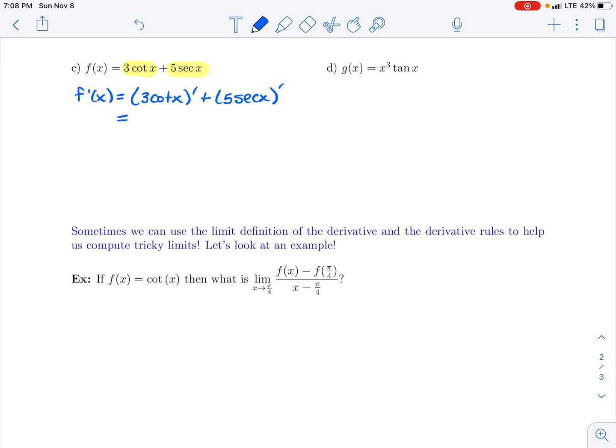Okay, and so now I have a number, or a constant, in other words, times a function. So the derivative of a constant times a function, remember we copy our constant times the derivative of our function. So we're going to copy that number 3 times the derivative of our function. Plus, same thing here. Look, I have a number 5 times my function secant x. So I'm going to copy my constant, copy that number down, times the derivative of secant.